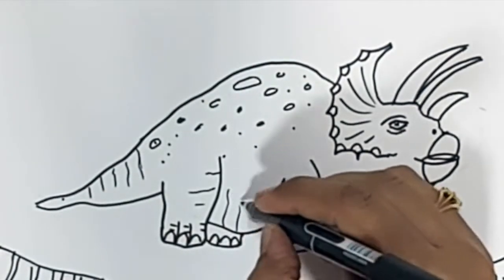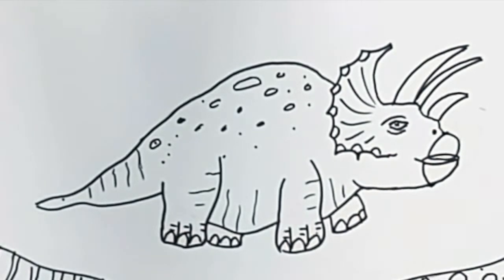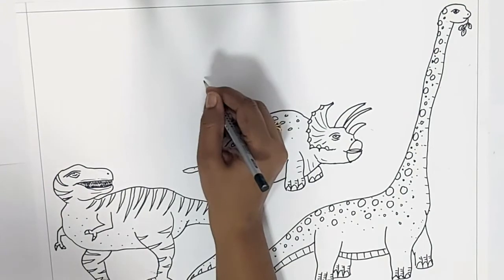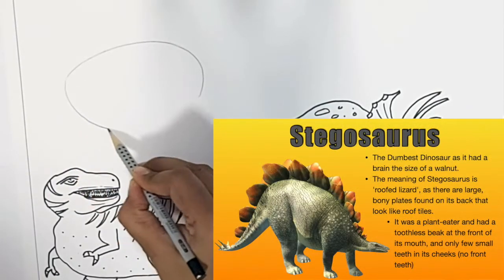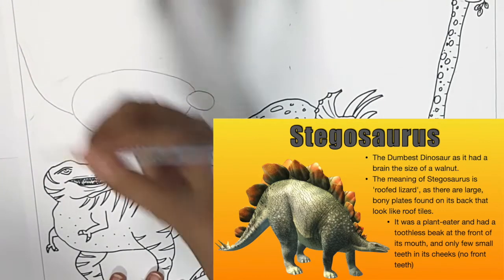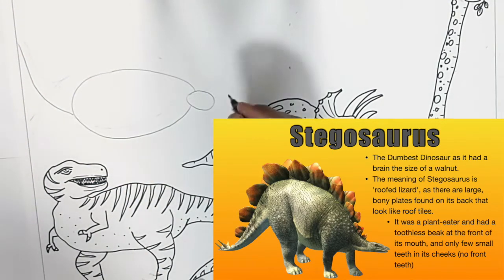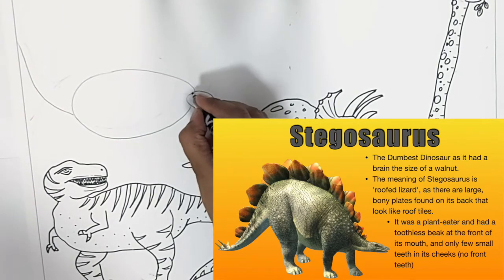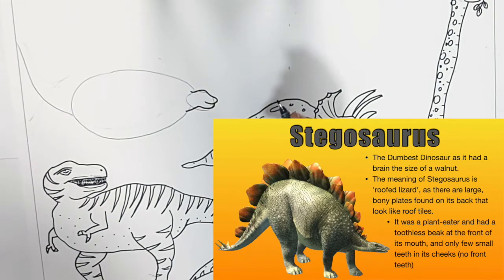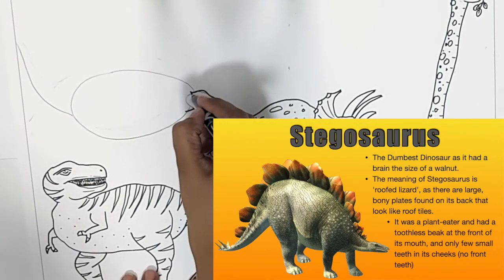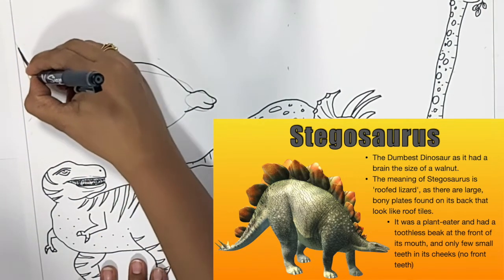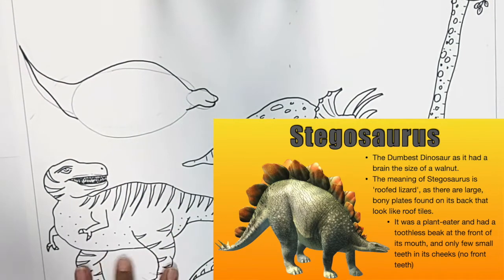So that is about Triceratops, and we will be drawing our 4th dinosaur now, which is Stegosaurus. So the most interesting thing about Stegosaurus is that it is said to be the dumbest dinosaur. Why? Because it had a brain the size of just a small walnut. So as the brain was so small, it is assumed that this dinosaur could not think much.